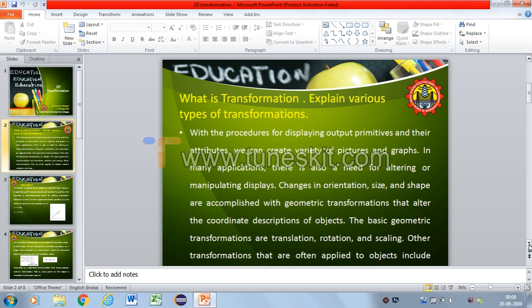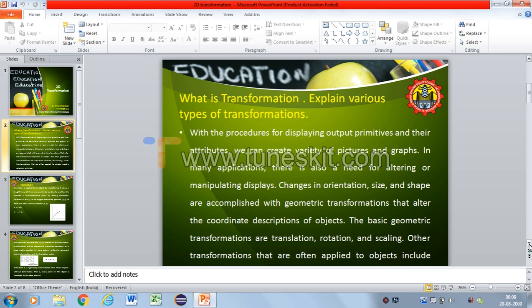or you can say two-dimensional transformation. In general, after creating an object, sometimes we require to change the object in position, in orientation, in size, and this is called two-dimensional transformation. These changes in position, orientation and size are done with the help of two-dimensional transformation.